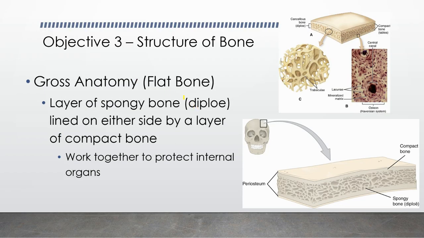Now, flat bones are a little bit different, not quite as complicated. Essentially, you've got spongy bone on the inside, and it's sandwiched in between two layers of compact bone. Remember that a lot of your flat bones are going to be protecting, like in your skull. So this is the type of structure that you have here. You've got compact on either side and spongy in the middle.